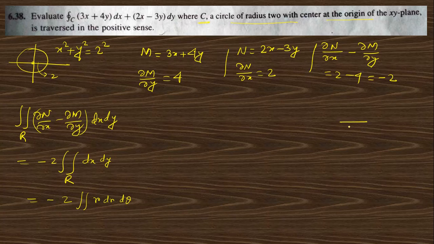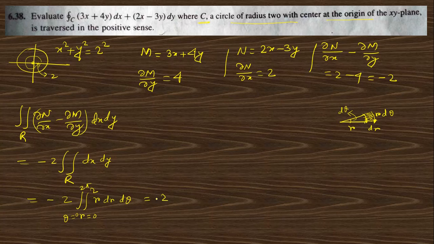Say this is r and this portion is dr, and this is d theta, so this becomes r d theta. This is the small area in this portion, r d theta into dr, right? And the limit of r will be 0 to 2, that is the radius, and theta will be 0 to 2 pi, the maximum limit to cover all the angles, right?